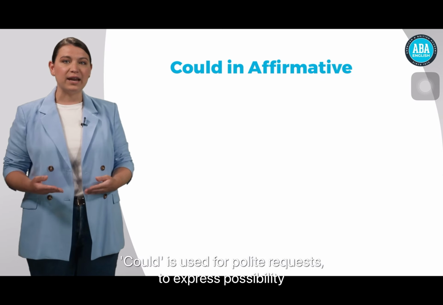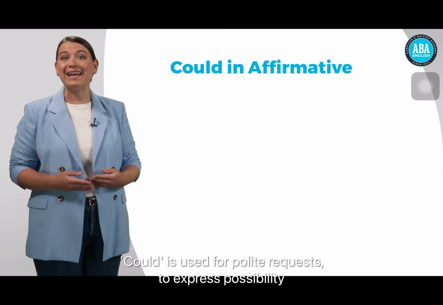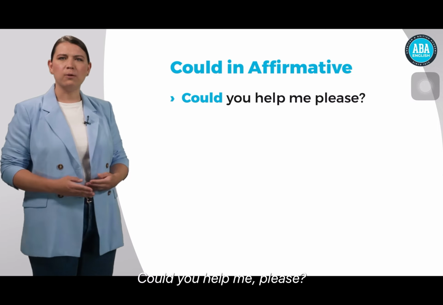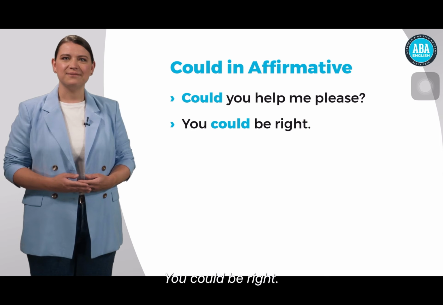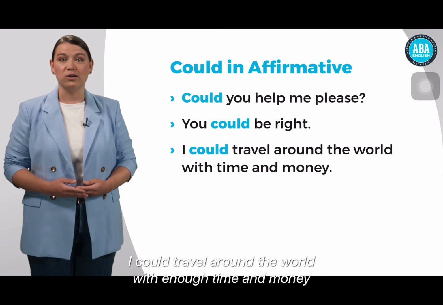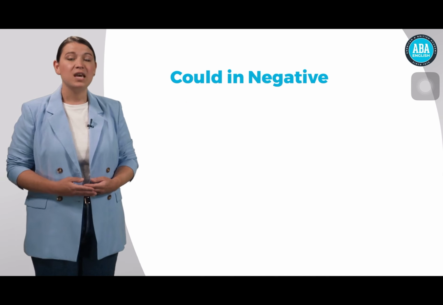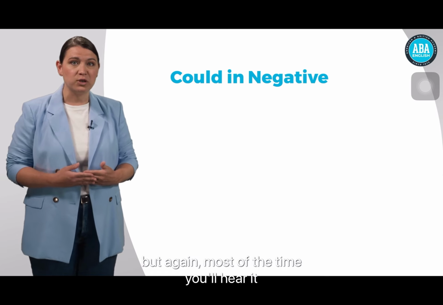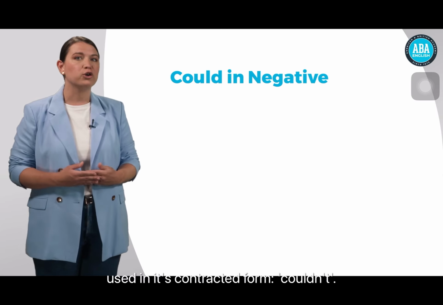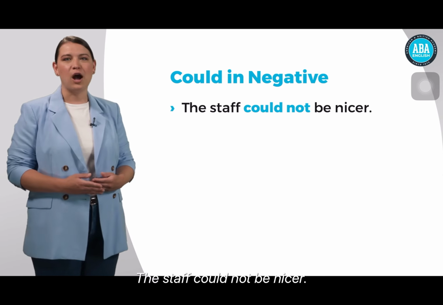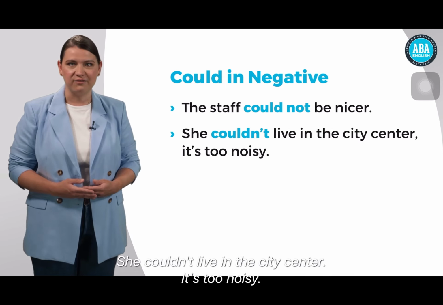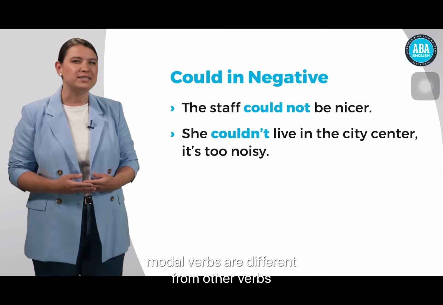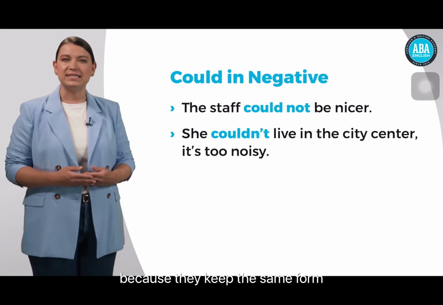Could is used for polite requests to express possibility, and it is also the conditional form of can. For example, could you help me, please? You could be right. I could travel around the world with enough time and money. To form the negative, we add the word not, but again, most of the time you'll hear it used in its contracted form, couldn't. The staff could not be nicer. She couldn't live in the city center. It's too noisy.